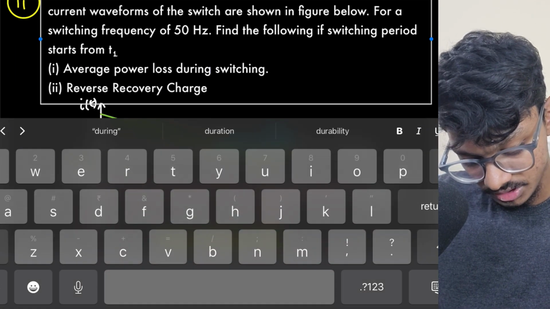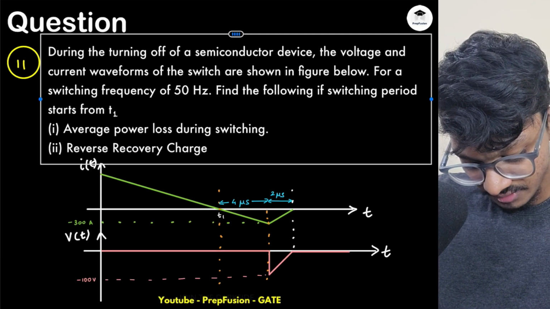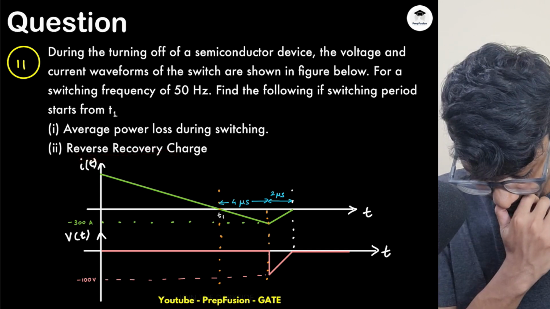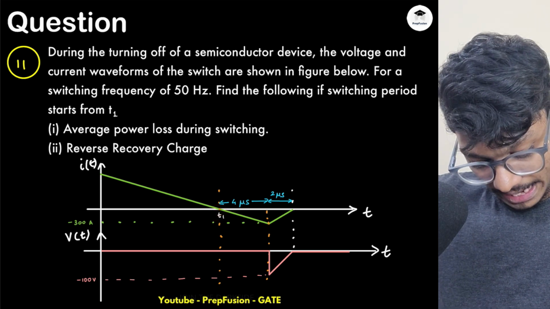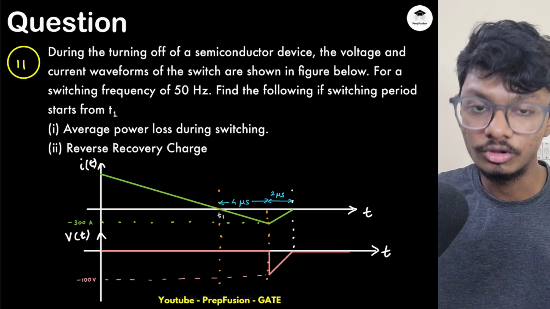What is the average power loss during switching? And reverse recovery charge. Okay, so the switching is happening here only, right? Switching is happening here only. So what is the average power loss? How to compute the average power loss?